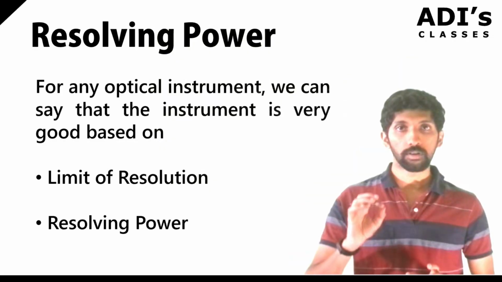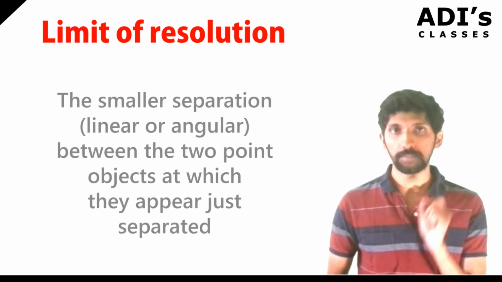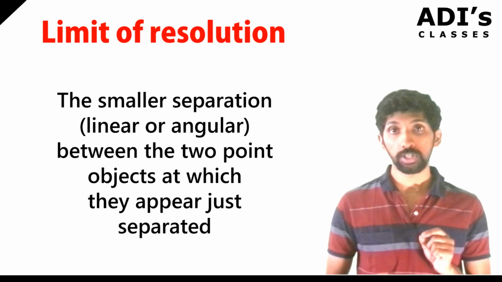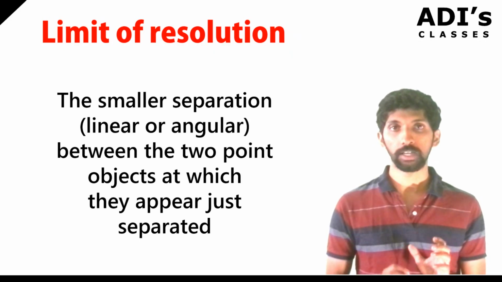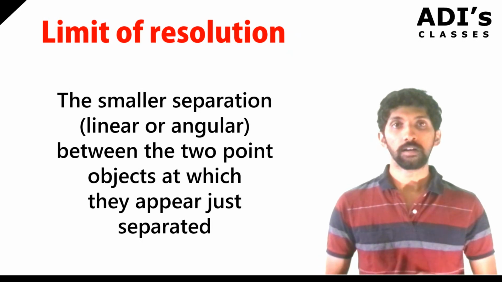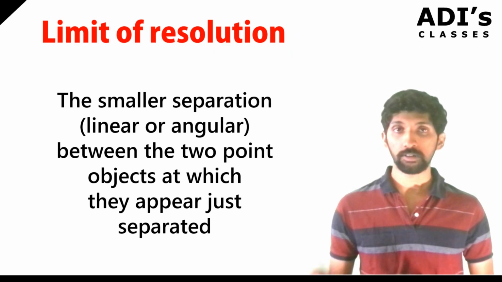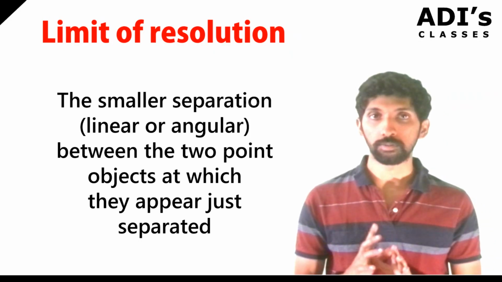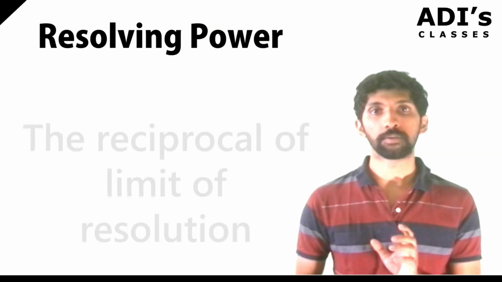Okay. Now to define what is limit of resolution: the smallest separation, linear or angular, between the 2 point objects at which they appear just separated is called limit of resolution. Okay, I repeat this again. The smallest separation, linear or angular, between the 2 point objects at which they appear just separated is called limit of resolution. Okay, so this goes for microscope as well as telescope. Okay, the reciprocal of limit of resolution is called resolving power.